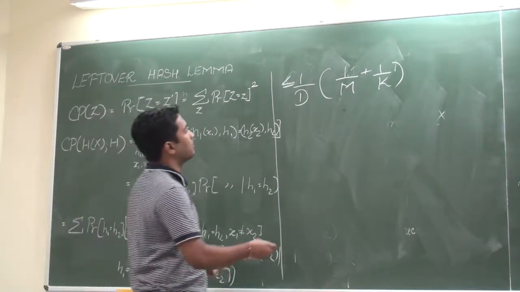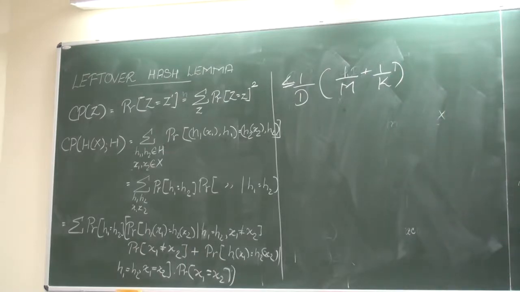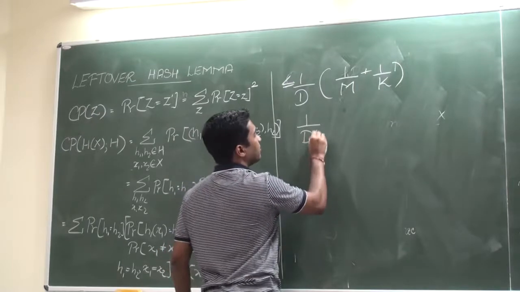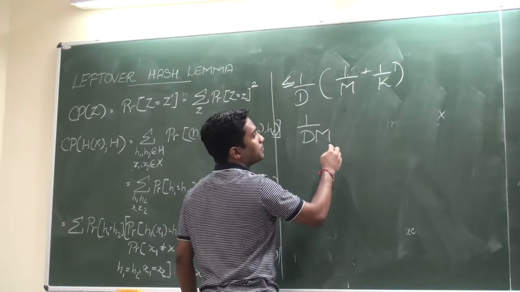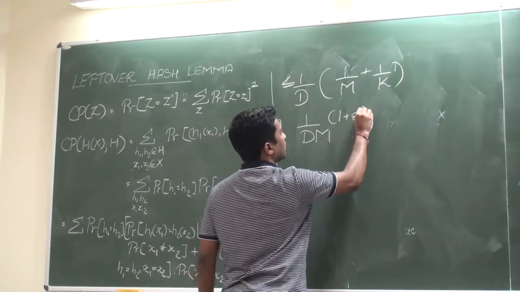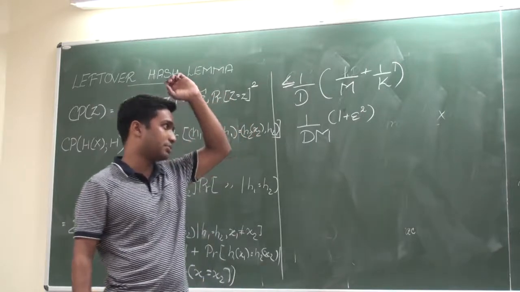So now again, I just use this value over here for k. So this will become 1 by dn, 1 plus h1 square, right? Just power both sides by 2 and bring it.